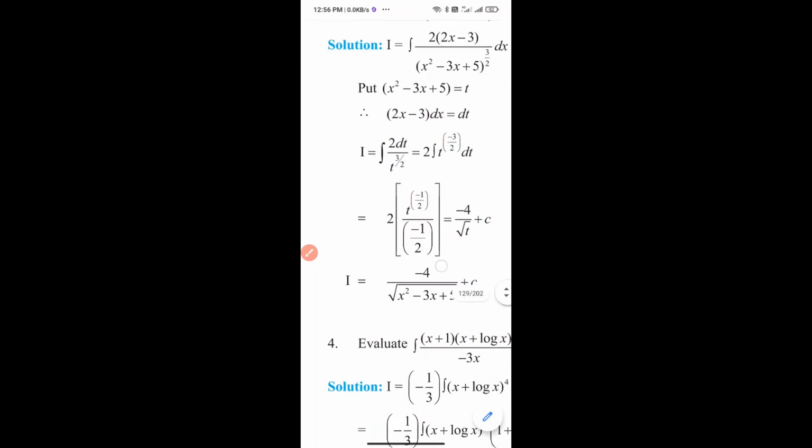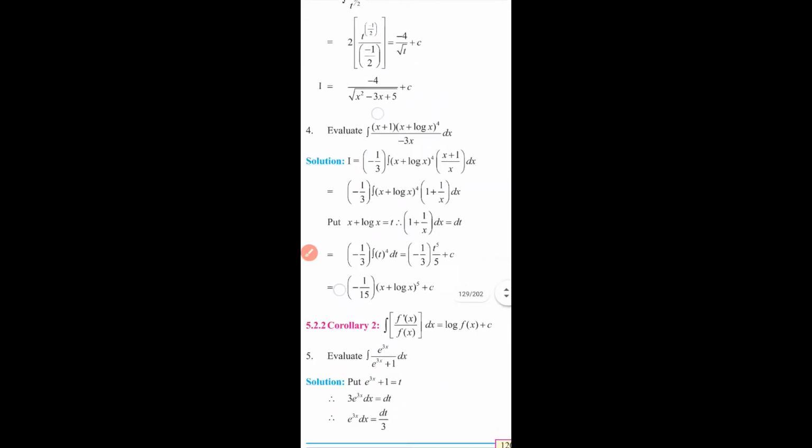Okay, in the final step they have replaced t with x square minus 3x plus 5, and then your problem gets completed, right? Let's move on to the next problem.